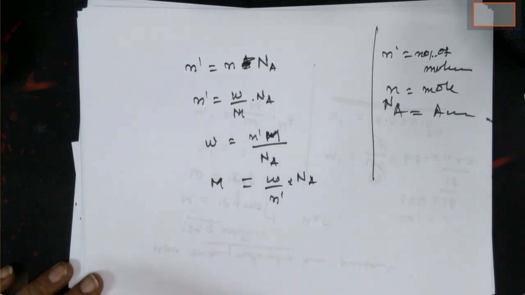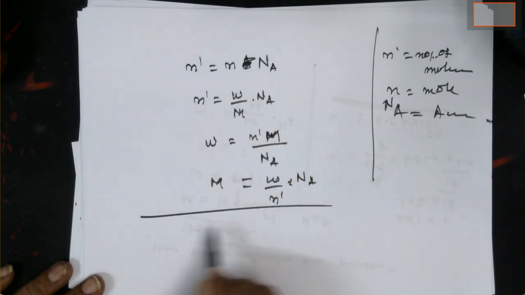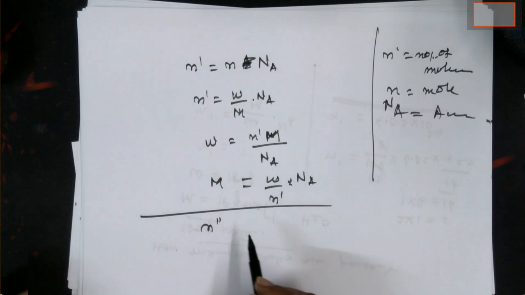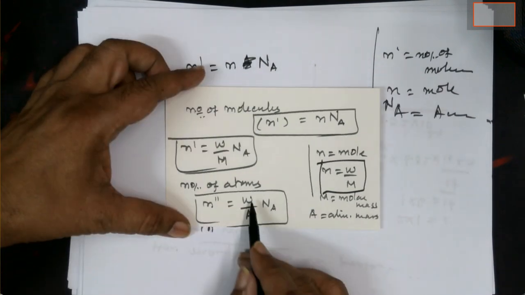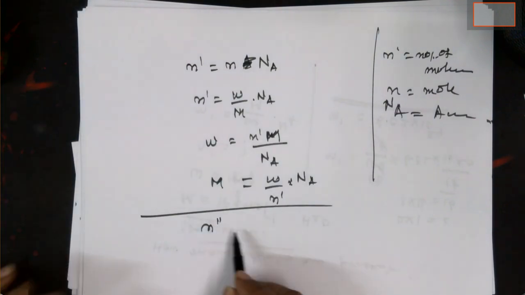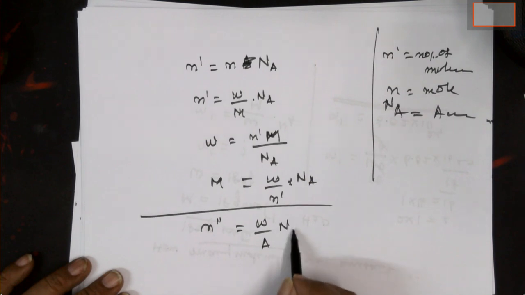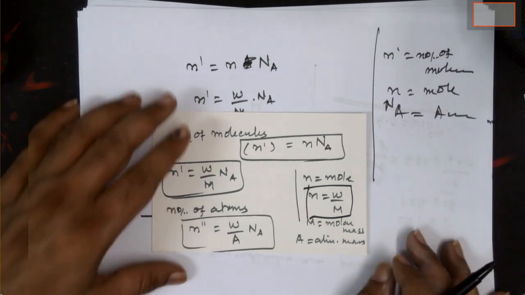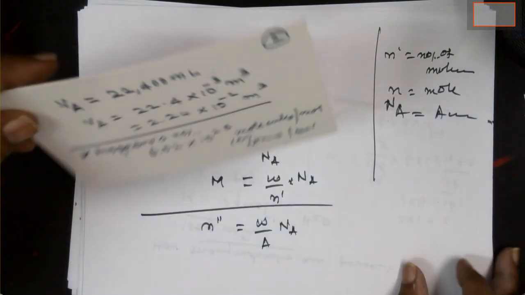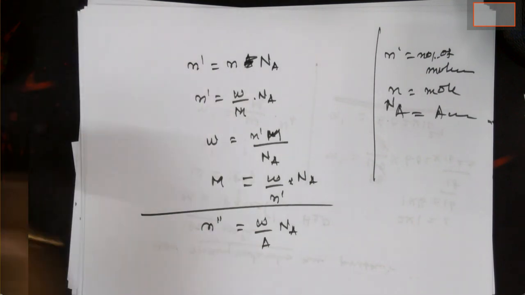Okay, so likewise you should be able to rearrange, and the same equation can be used for finding out n double dash, that is the number of atoms in the case of atoms. So that is W by A. Instead of m you can put A. So W by A into Na, Avogadro's number. Are you able to follow this? So likewise the same formula can be effectively used in various ways. Okay, right.